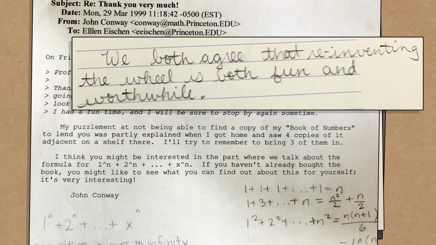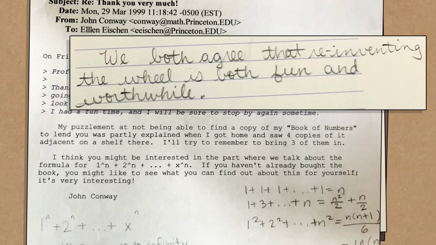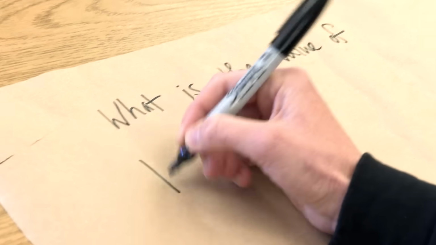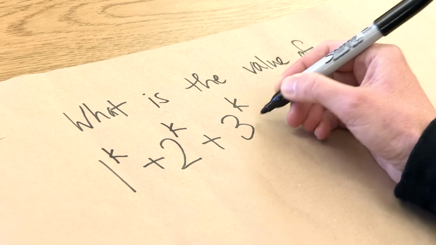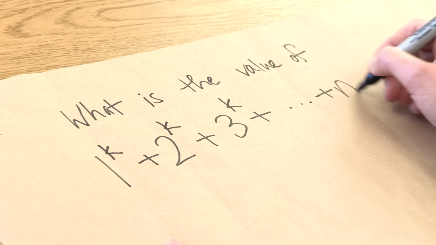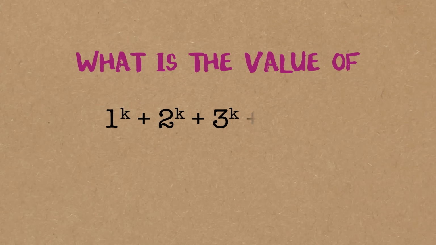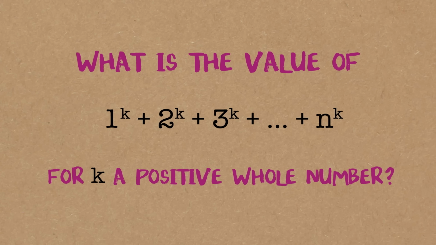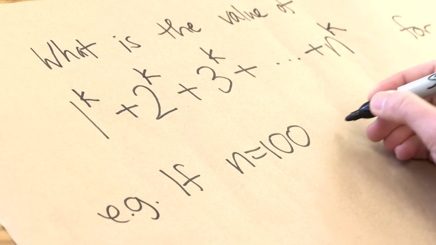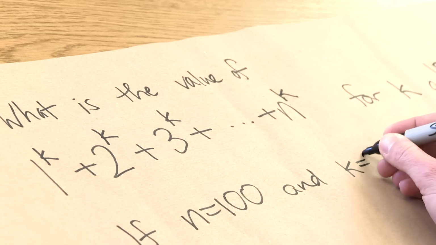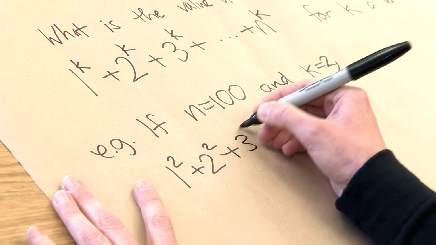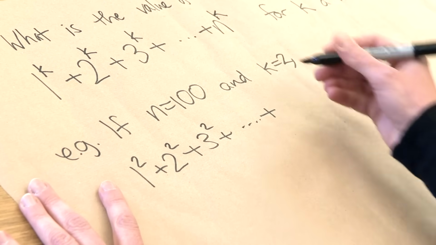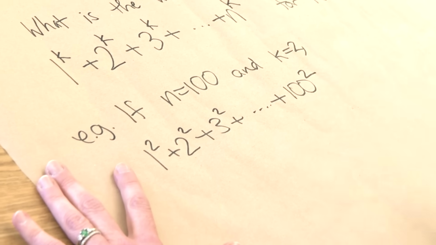Where do we start? We're going to ask a few questions about sums of numbers. So what is the value of 1 to the k plus 2 to the k plus 3 to the k plus ... plus n to the k for k, some positive whole number? And just to make sure we're on the same page, for example, if n equals 100 and k equals, say, 2, we're looking at 1 squared plus 2 squared plus 3 squared plus ... plus 100 squared, and so on.